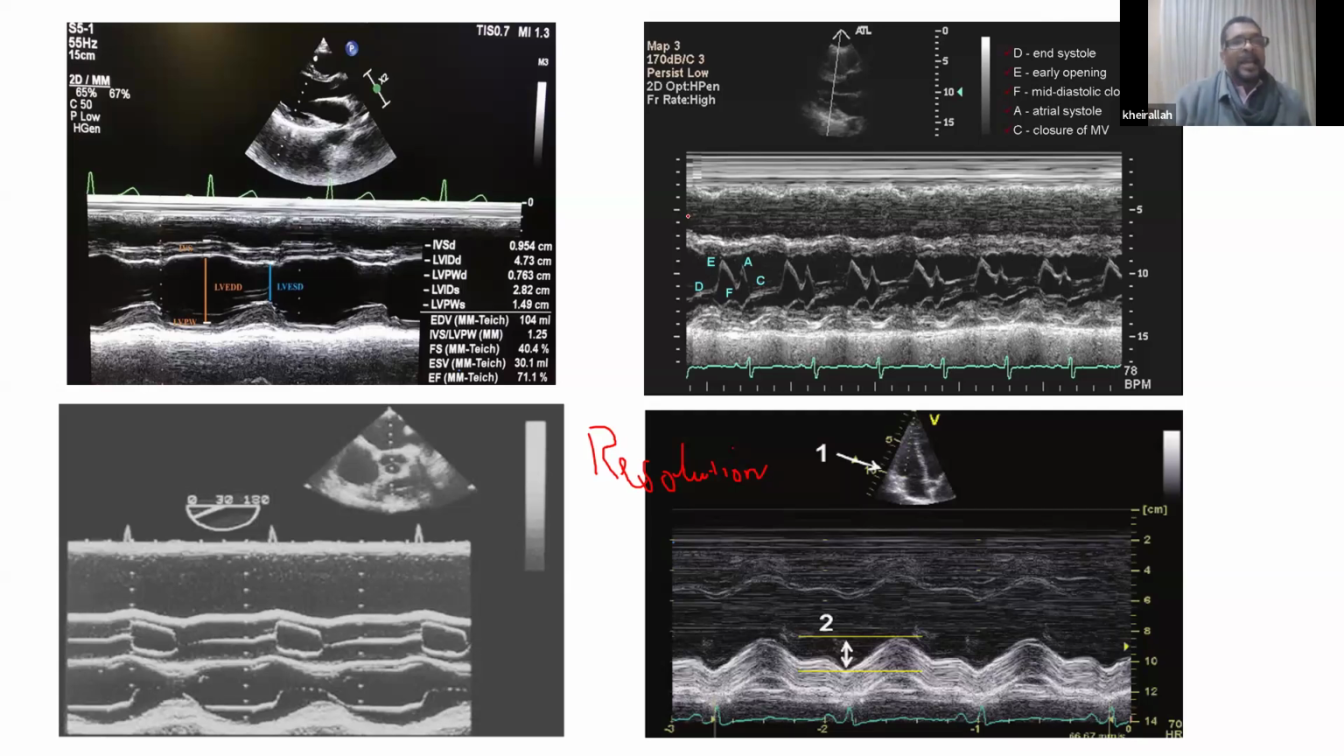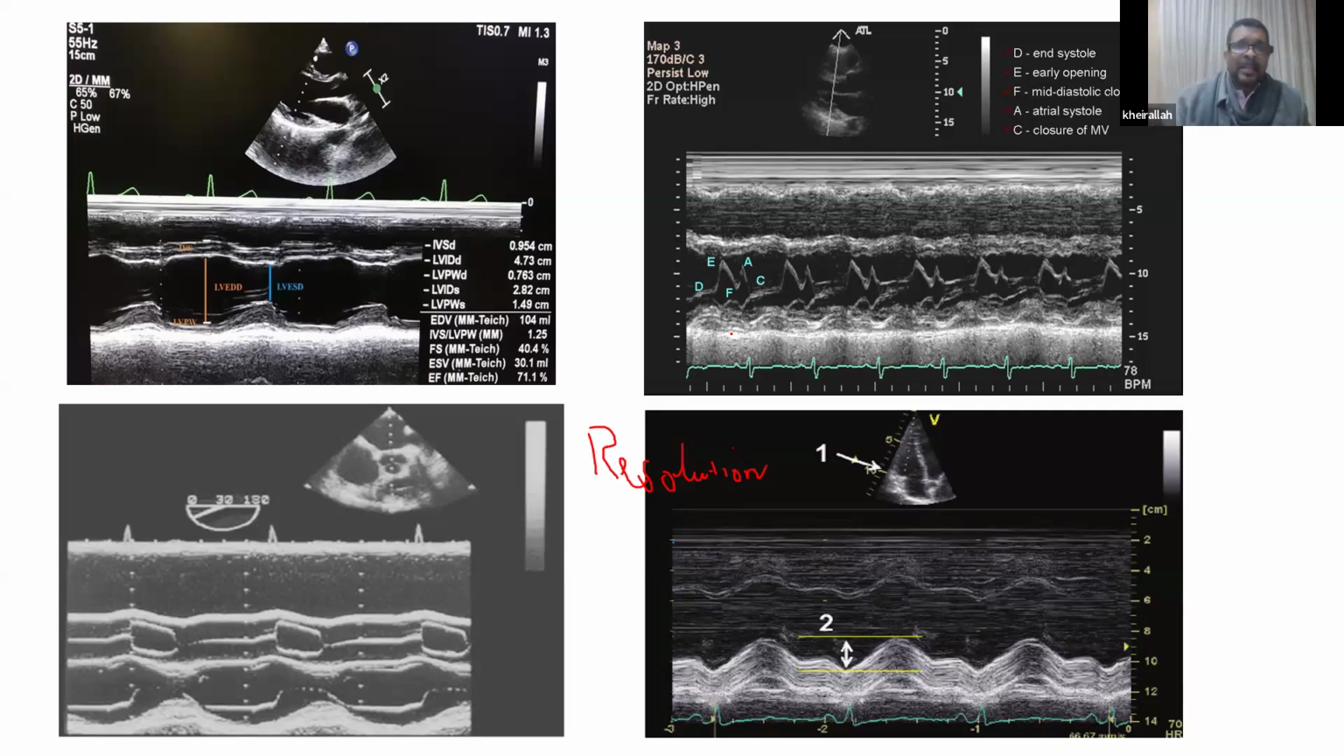Okay. And therefore M mode can capture very subtle abnormalities in motion. You can't easily see it by 2D. So when we discuss specific disease entities later, we are going to see the application of M mode in particular situations to show how M mode has the best temporal resolution in capturing very subtle excursion of the walls that can't be seen by 2D. You can't see it by 2D.